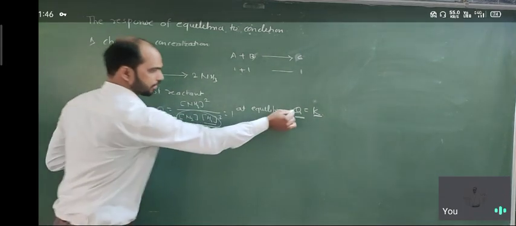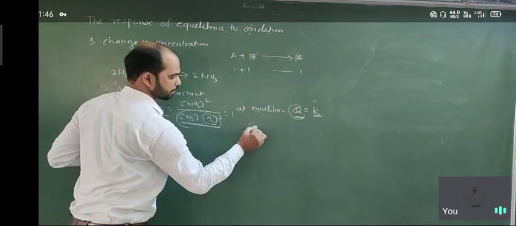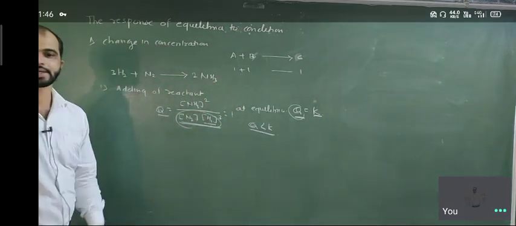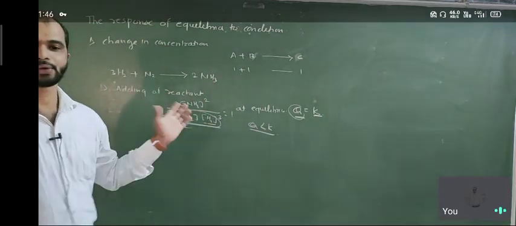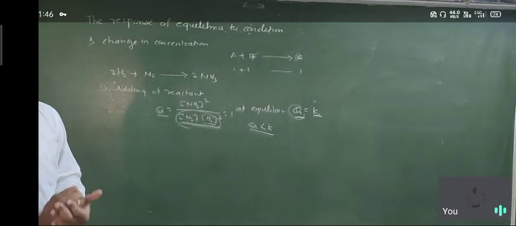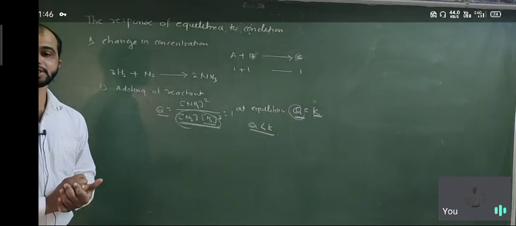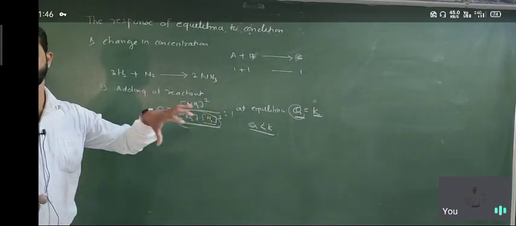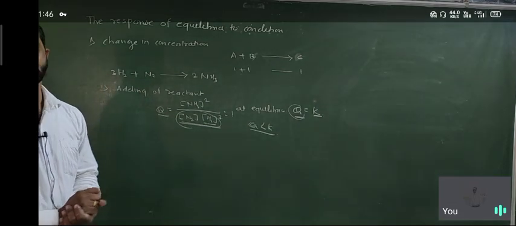So if the value of Q decreases, what do we have? K is greater than Q. That means the reaction proceeds to the right side. That means the reaction is more favored toward the formation of product, more favored toward the formation of the product.